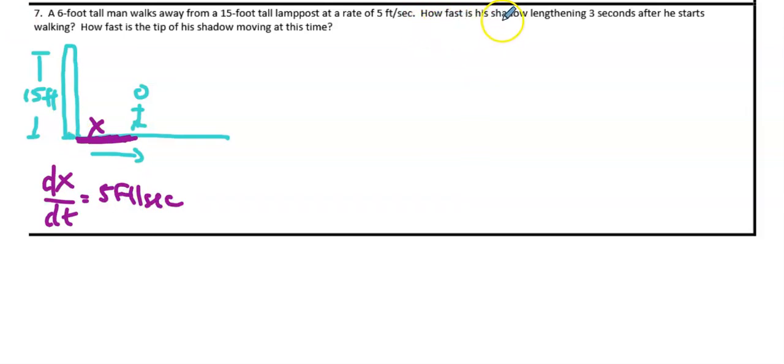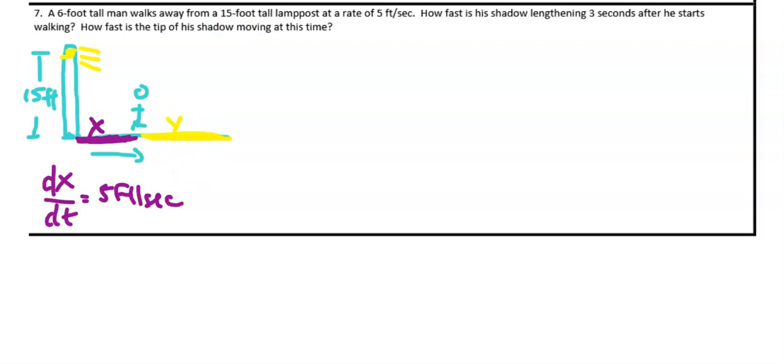So it says, how fast is his shadow lengthening? All right, so think about it like this. We have a lamppost that's like this, and so the light is casting this way. So the shadow is going to be in front of the man. Right? Shadow's in front of the man. So think about it like that. Your light is behind you, and so if you can just imagine that, your shadow's going to clearly be in front of you. So we're going to make this our y.